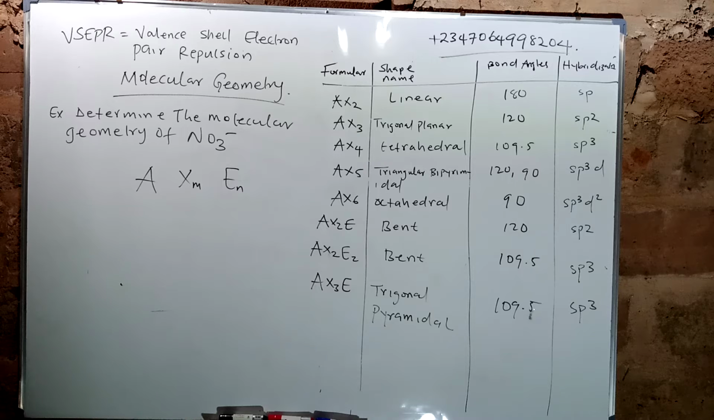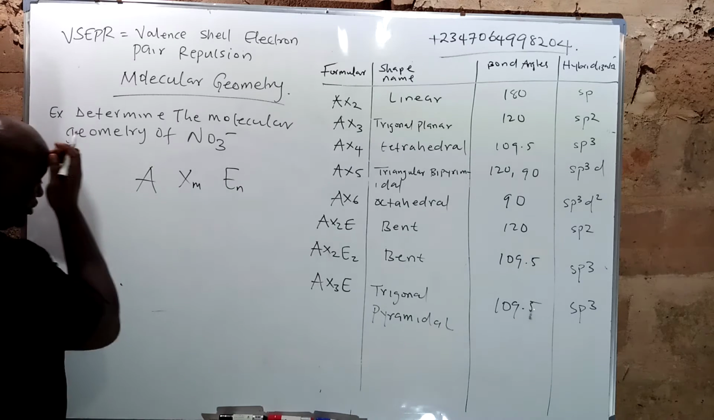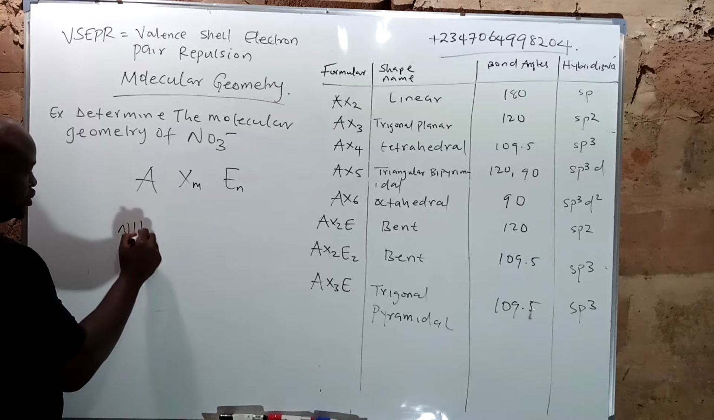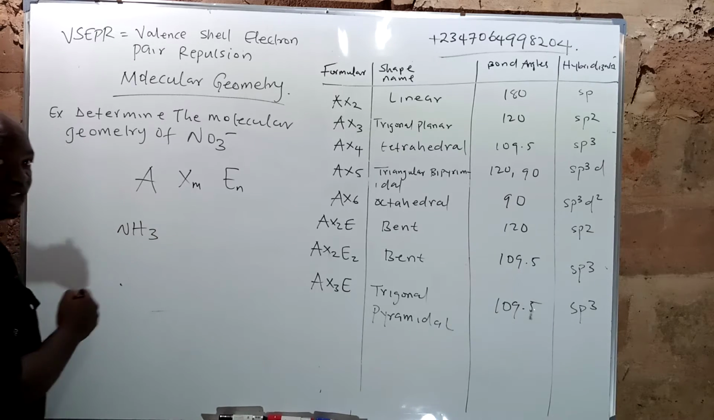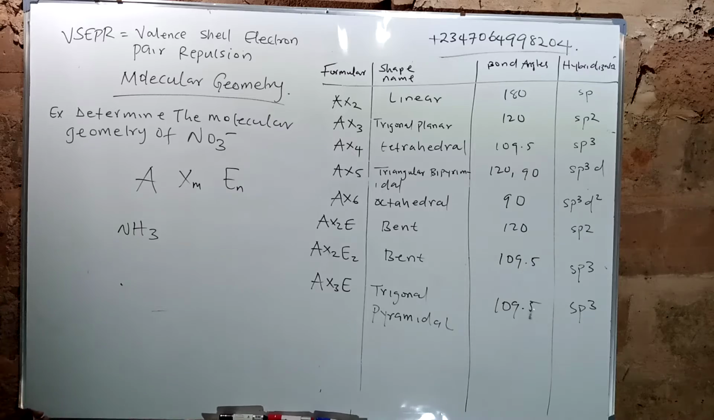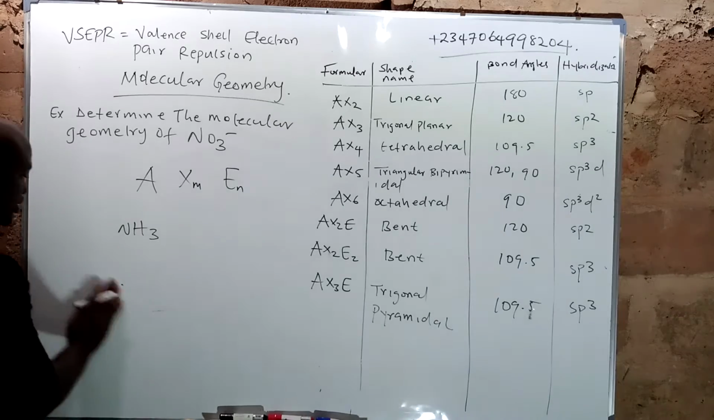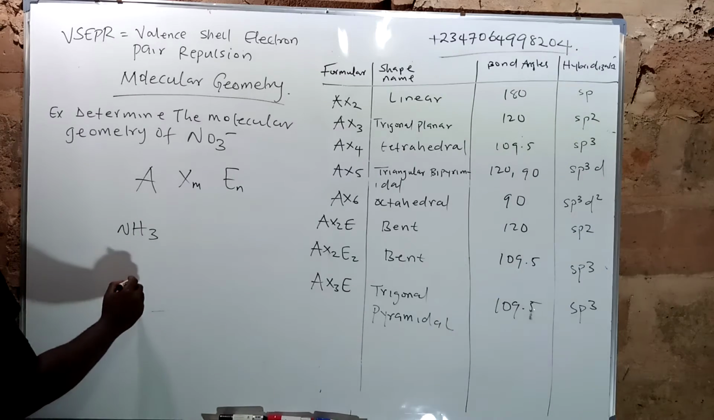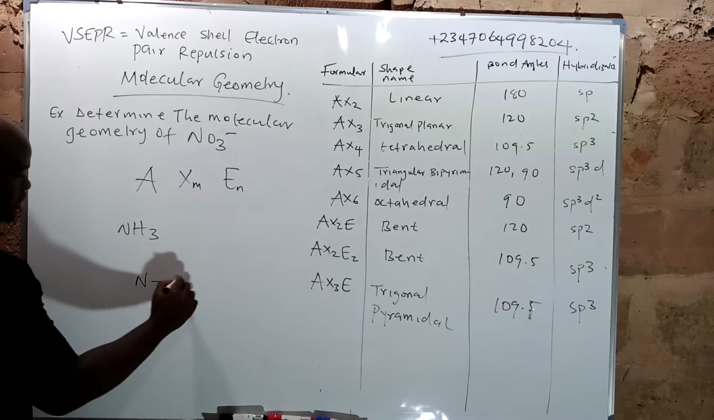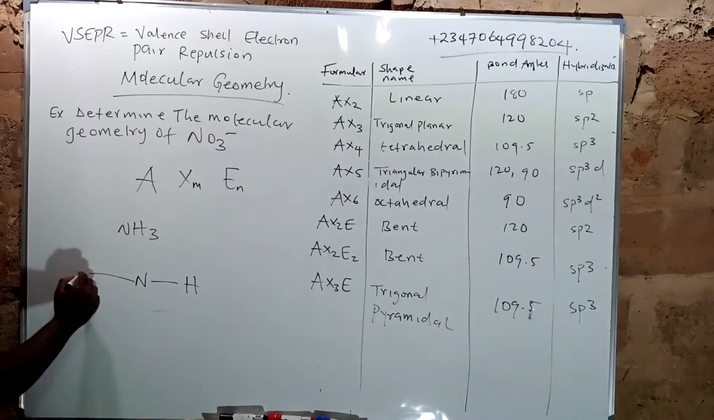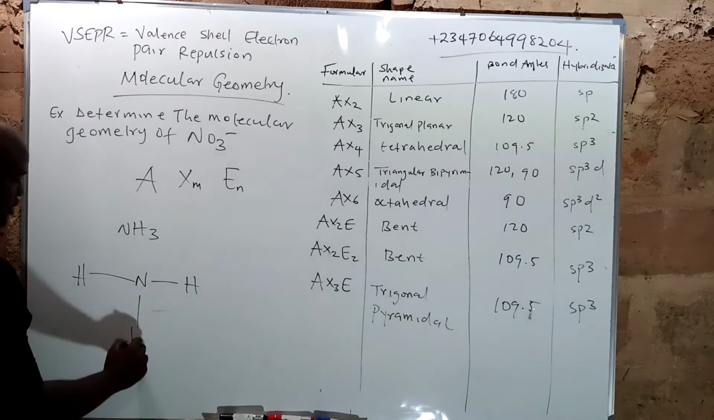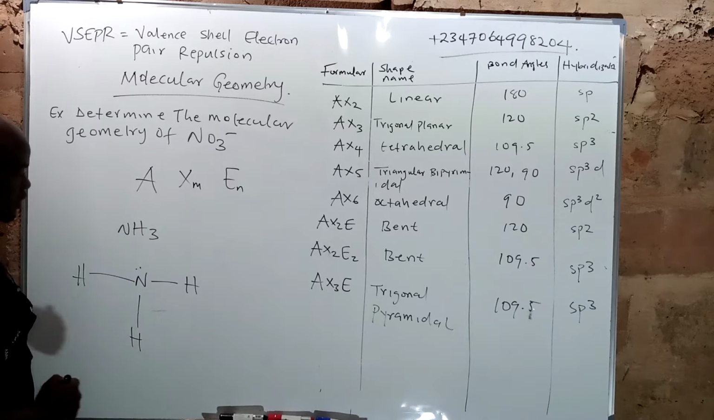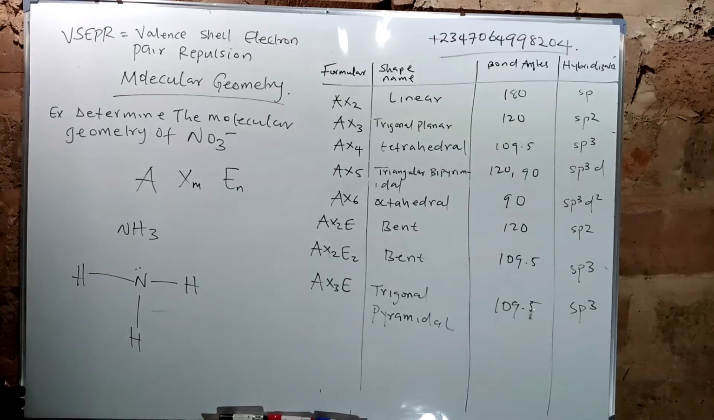Let me give you an example. Let's say we have ammonia, and you want to draw the Lewis structure. This video is not meant for drawing Lewis structures. That has already been solved. Now, if you want the Lewis structure of ammonia, this is N, nitrogen. This is hydrogen. This is hydrogen. And of course, we have a lone pair here.